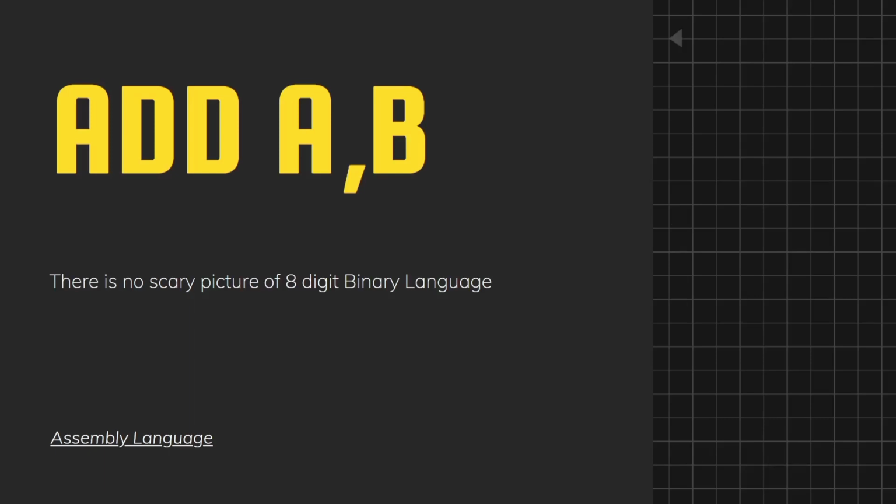But you may have a simple doubt: why was the C language invented? Is assembly language not enough? As you can see on the screen, add A, B is a simpler version. But why was C invented? Let's see.